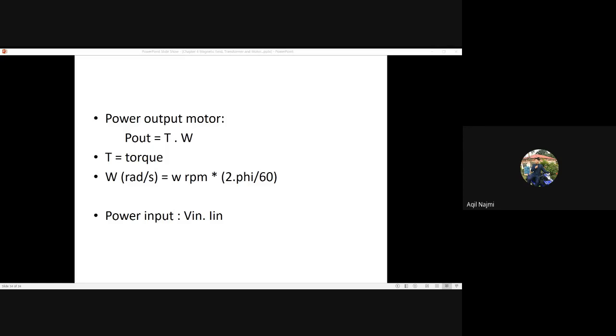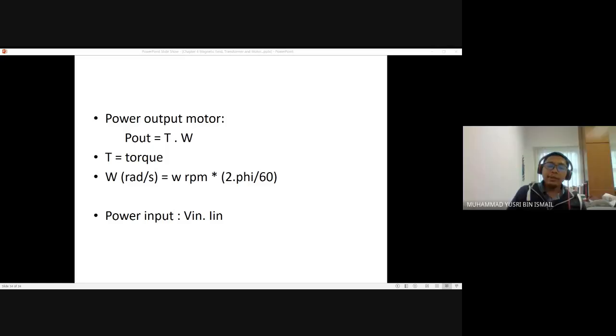W tu apa sir? W tu rotational speed. Kan tadi saya explain tadi rotational speed. Dia bukan W sebenarnya, dia omega. Okay, T is torque lah.